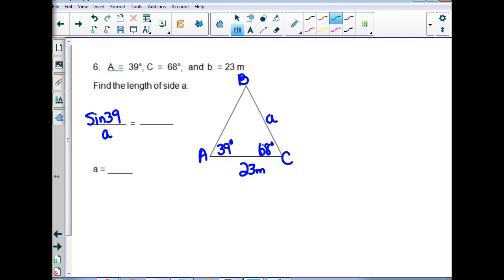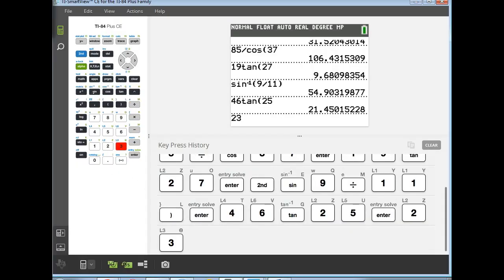The sum of the three angles by the triangle angle sum theorem is always 180. So we take 180 and start subtracting the angles we've been given. Or you can add those together and then subtract. It's up to you. So 180 minus 68 minus 39 on your calculator would give you 73 degrees. Now you'd say the sine of 73 is to 23. Cross multiply and divide, and you will get A. So we need to type 23 sine of 39, then divide that by the sine of 73.